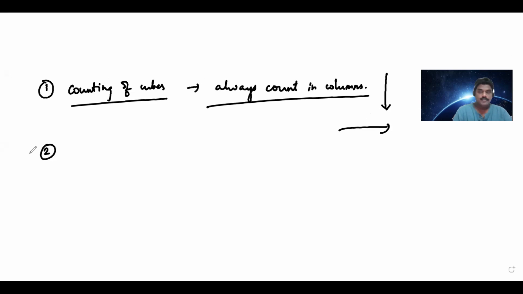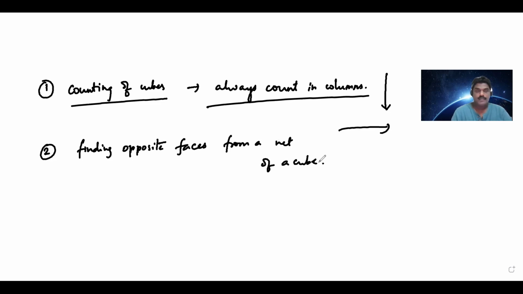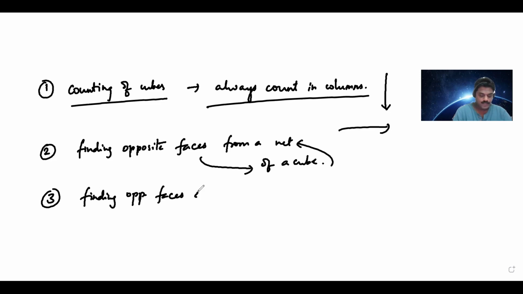Now the second one is finding opposite faces from a net of a cube, or finding opposite faces of a cube from a net. And the third one, once again, is finding opposite faces of a dice from given positions. And the final one, fourth one, being painted cube model.